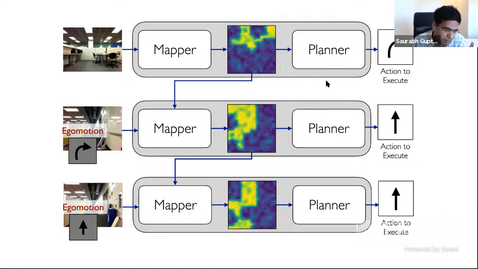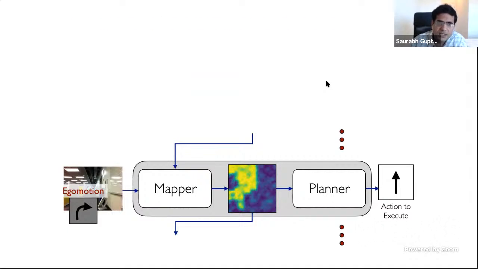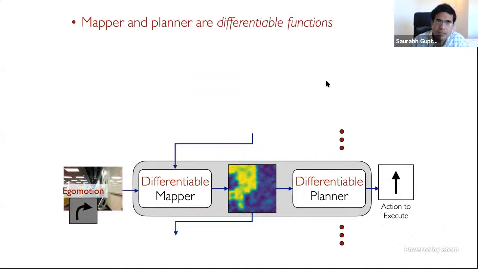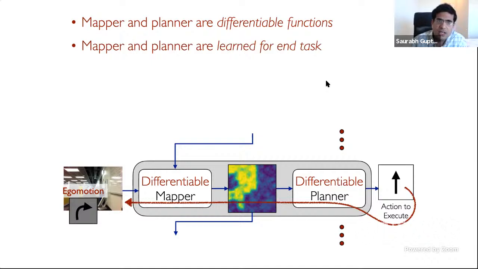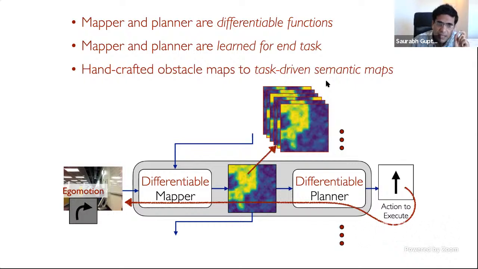Right? So this is the basic paradigm. And again, this is very similar to mapping and planning that I described in classical literature, except for this key distinction that we can make these mapping and planning modules differentiable functions. What that allows us to do is train the representation for the end task of navigation, right? And that can allow us to go from handcrafted obstacle maps to task-driven semantic maps, which can capture these more abstract semantic properties, which I was referring to in the earlier slides. So that's the advantage of building representations of this particular form.